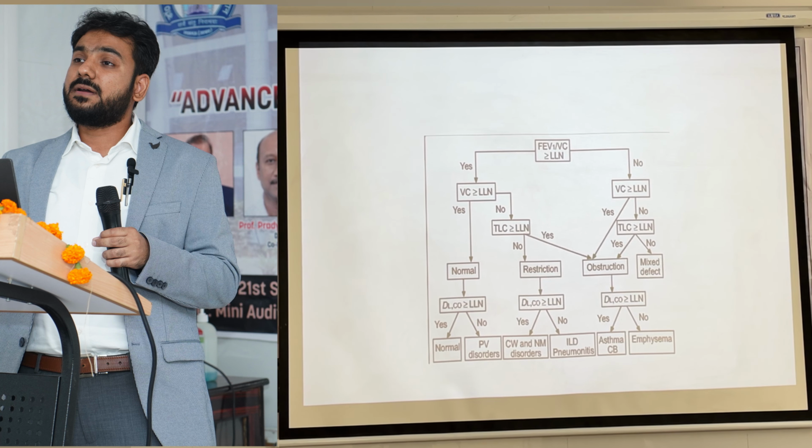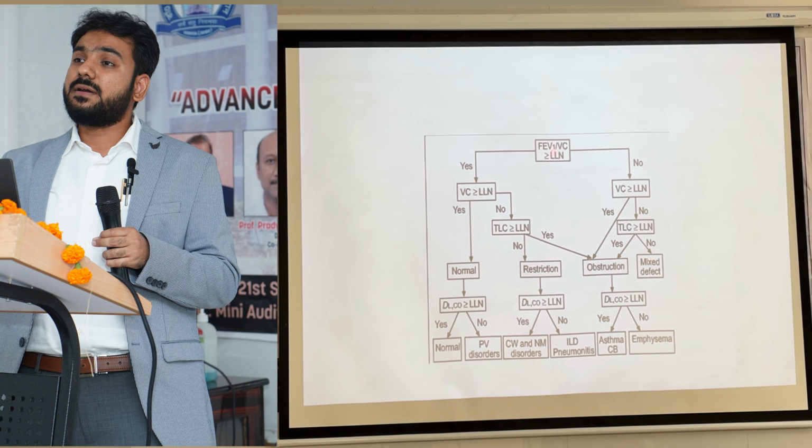The second thing we should look at is we do a body box, we look at the VC. If the VC is more than the lower limit of normal, then the patient is having only obstruction. Look here, and then we are going here. If the FEV1 upon FVC is low, then we should look at the total lung capacity, and if that is normal, we can say the patient is having only obstruction. So in this patient, we'll do a DLCO, and if it is more than lower limit of normal, so if that is yes, then the patient obviously has asthma or chronic bronchitis. If that is low, we can make a diagnosis of emphysema.